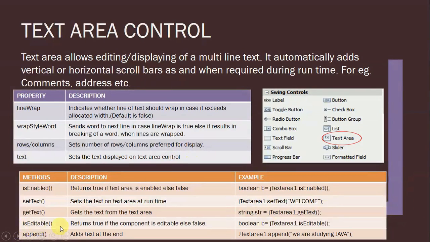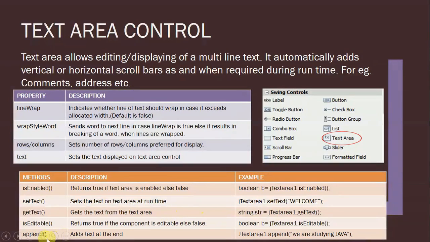Next is editable. It returns true if the component is editable, else false. So I can write boolean b = jTextArea1.isEditable(). So this command will return true if the component is editable, otherwise it will return false.